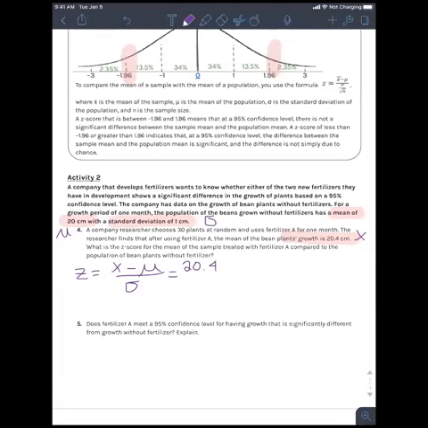I forgot what the sentence frame was for number 5. So for number 5, it's asking you whether it's significant or not. If it's not significant, it would fall between negative 1.96 and positive 1.96. So if it falls in that area, you would say it's not significant. If it falls outside of that, you would say that it is significant.